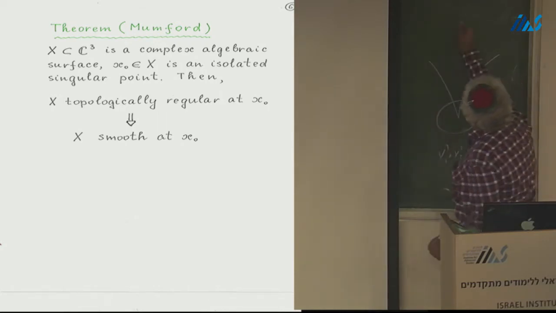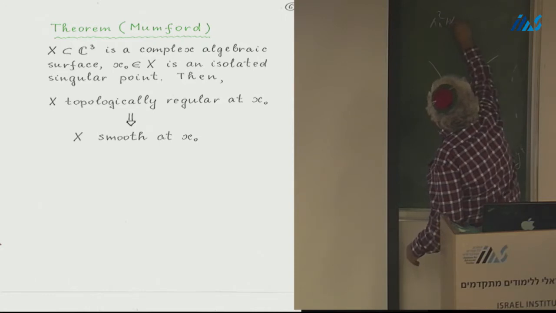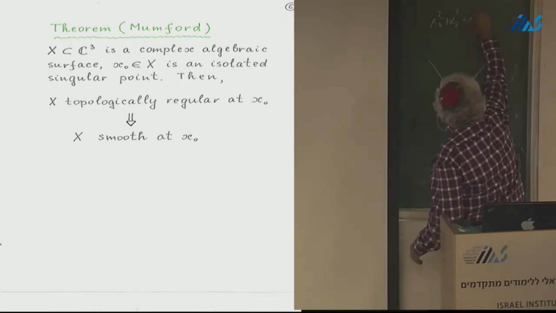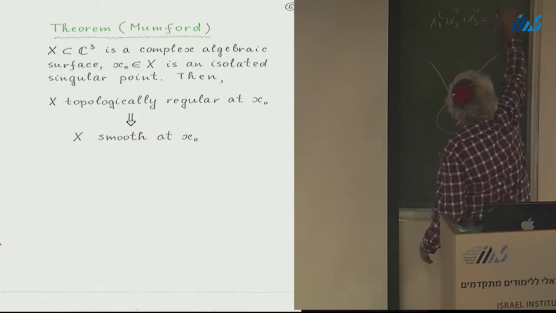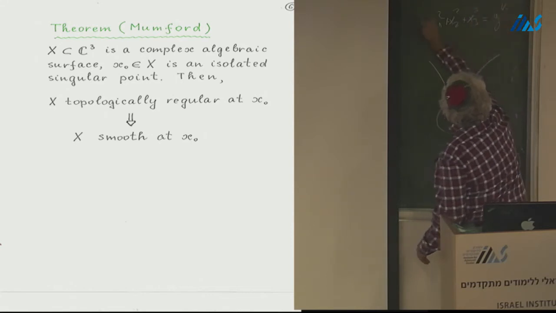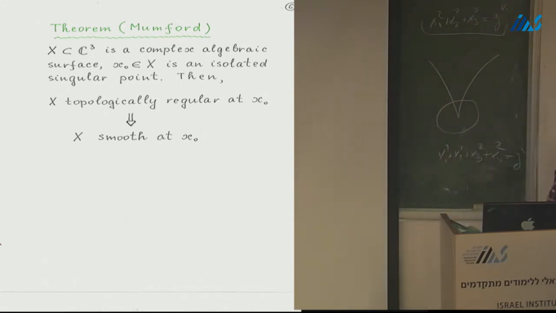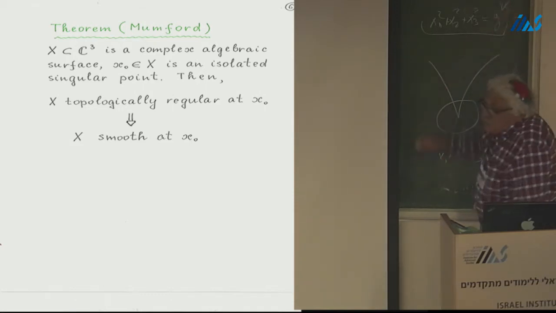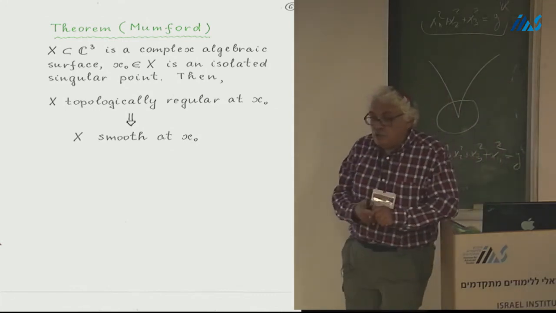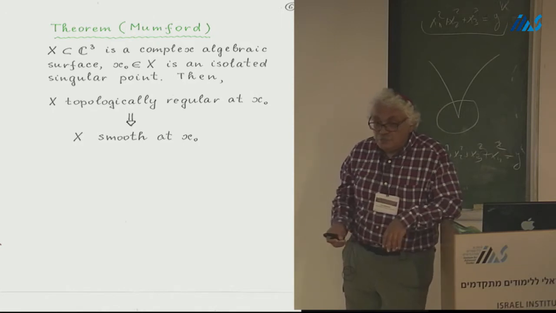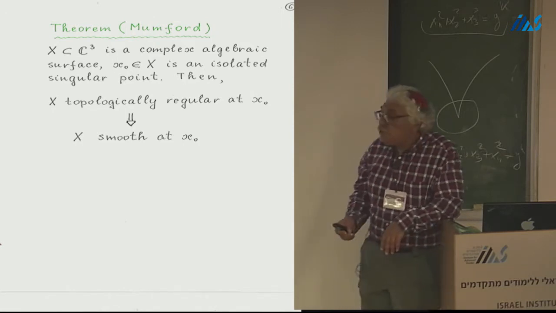I'm sorry, I think nobody sees, right? So you have x1 squared plus x2 squared plus x3 squared, I think it's enough, equals y to a certain k. Then here you have a simply connected thing, and the link is just a topological sphere, but it's not smooth. Because of this k, the point is not smooth. So the Mumford theorem is false, and it is easily false for higher dimensional singularities.